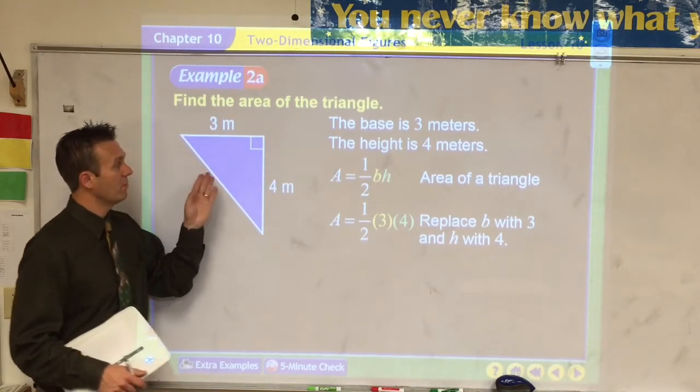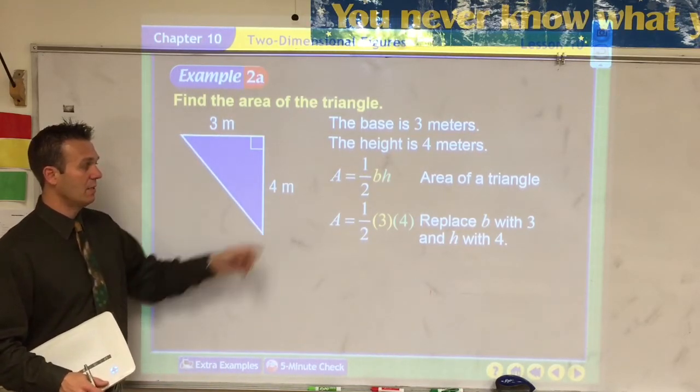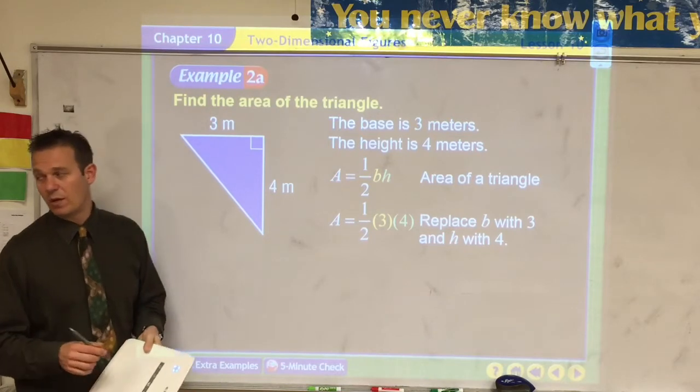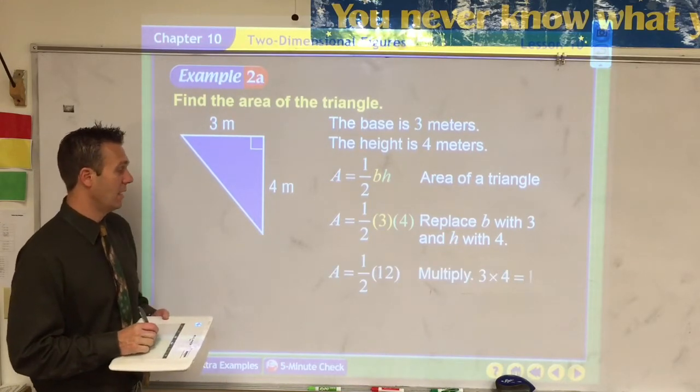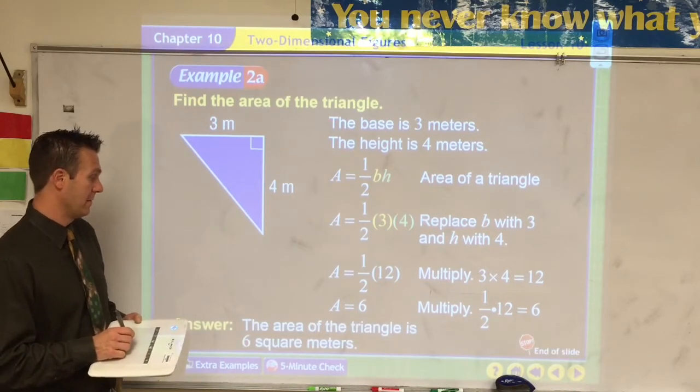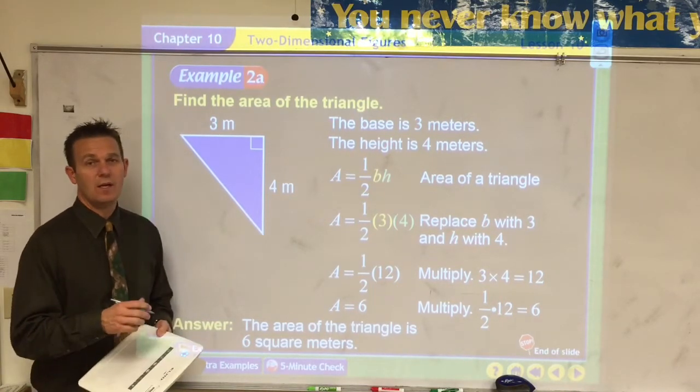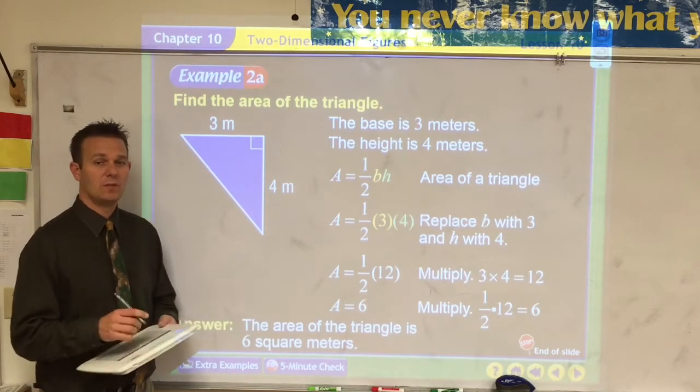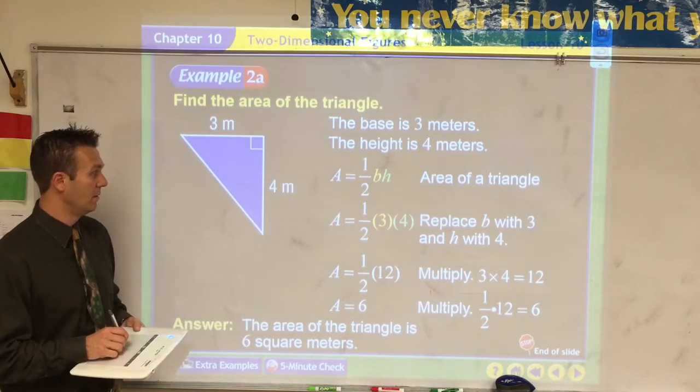So you punch in your numbers. For base it's 3, and for height it's 4. So 3 times 4 is 12, divided by 2 gives you the answer, which is 6. So the area of the triangle is 6 square meters. You'll notice whenever you're trying to find area, you're always squaring the units.